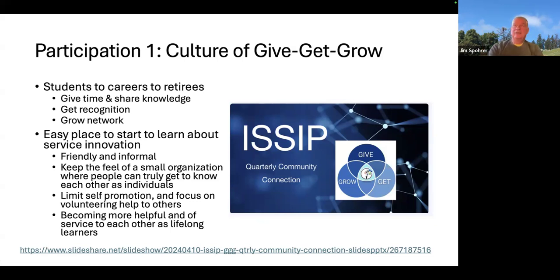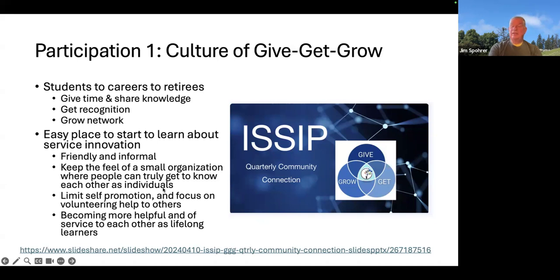It's pretty simple. I like to think of ISSIP as a really, really free and simple on-ramp to start learning about service innovation. And you can go very deep. There are a lot of deep experts in this community on service innovation, or you can just stay at the surface and just enjoy the things that you're interested in. It's an easy place to start learning about service innovation. It's very friendly and informal, I like to think.